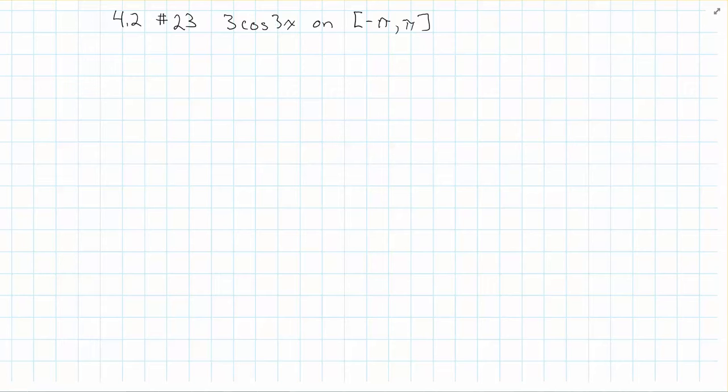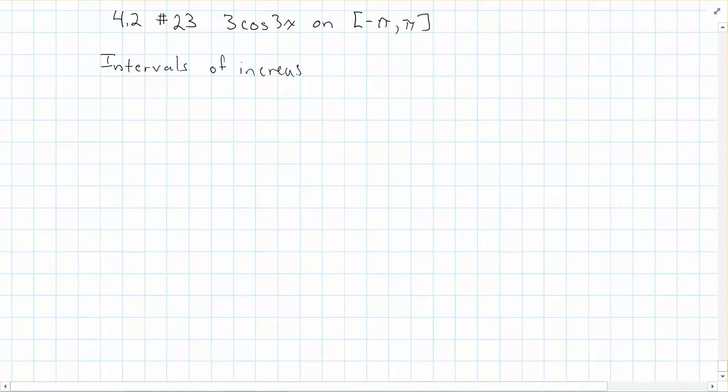The next question I had was on problem 23 on section 4.2. In this problem, we're asked to find the intervals of increase and decrease. My suspicion is the difficulty with this problem is the same as with the previous homework problem we discussed, which is finding the critical numbers of a trig function.